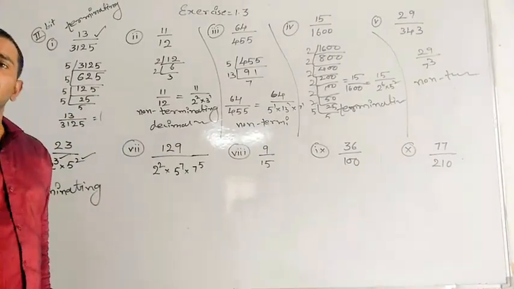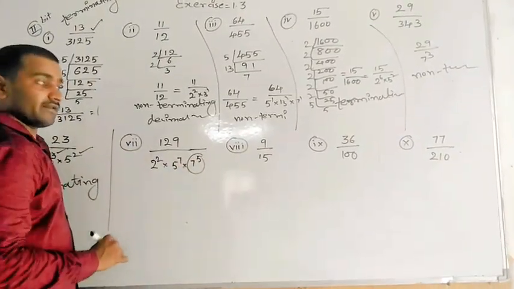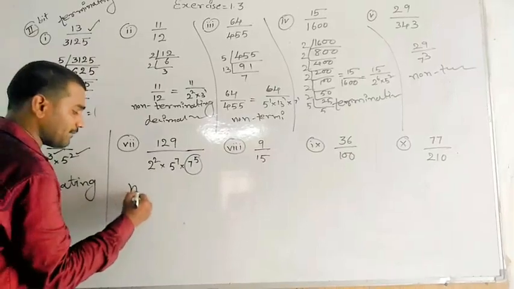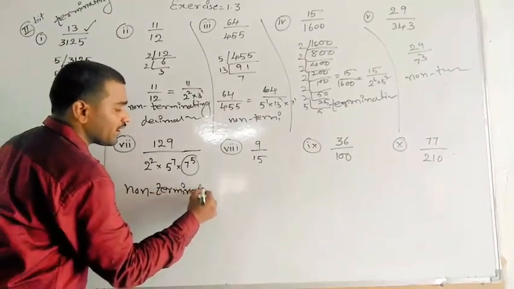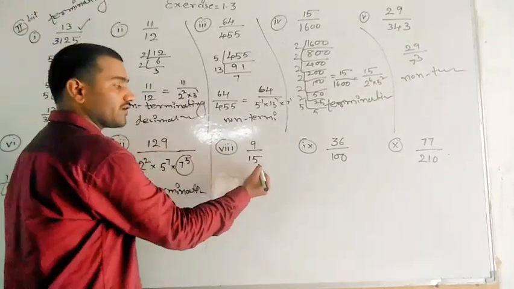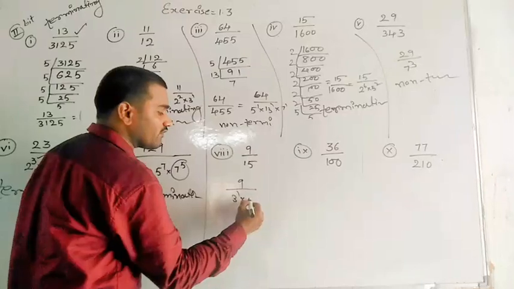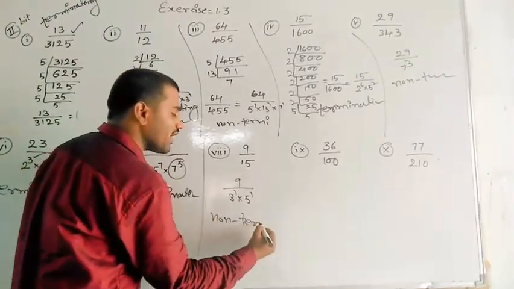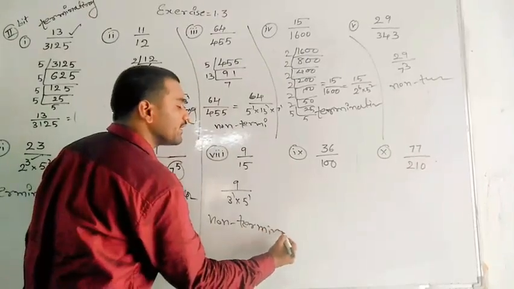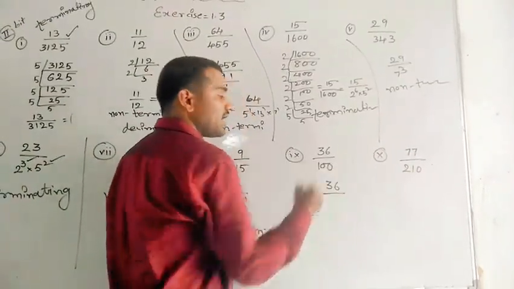Terminating or non-terminating, this is what we check actually. So here 7 to the power of 5 is there, other than 2 and 5. So it is a non-terminating decimal number. Here what do we get? 9 by, factorize the 16, 2 to the power of 1 into 5 to the power of 1. And this is also a non-terminating repeating decimal number. This is 36 by 100.